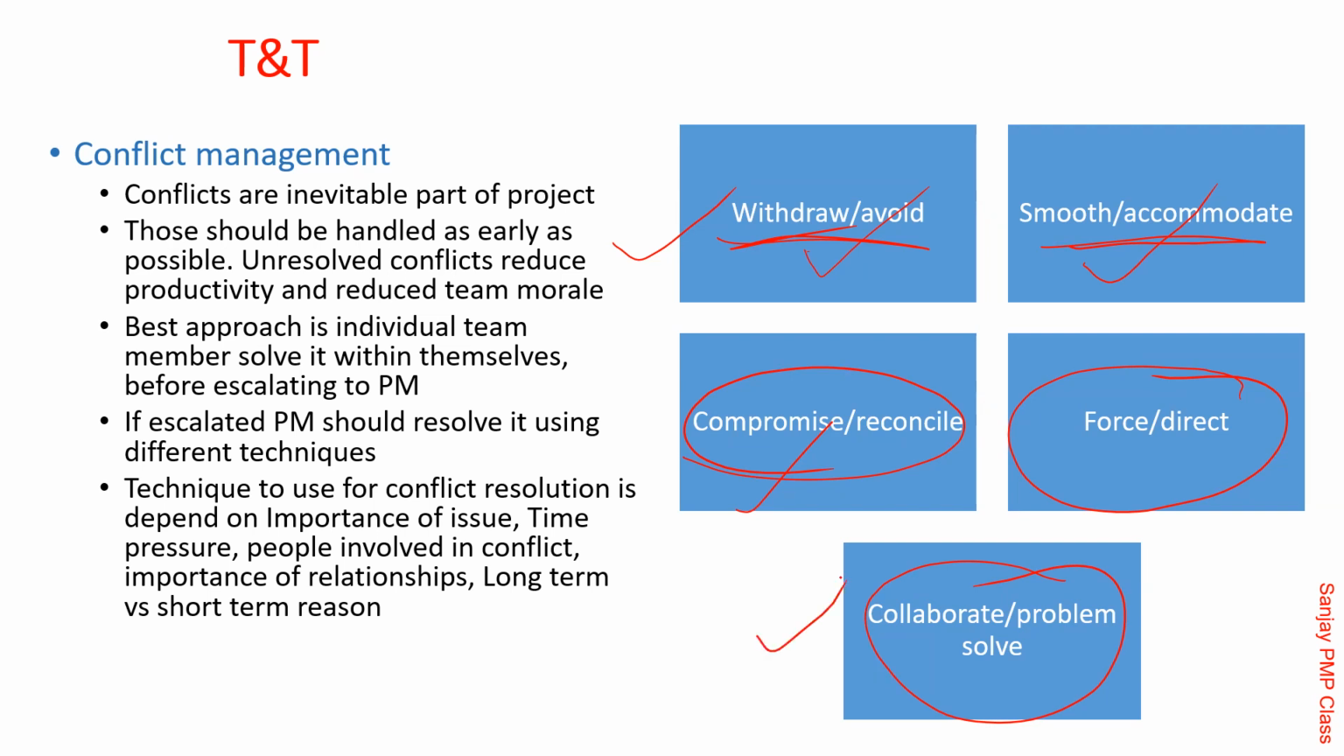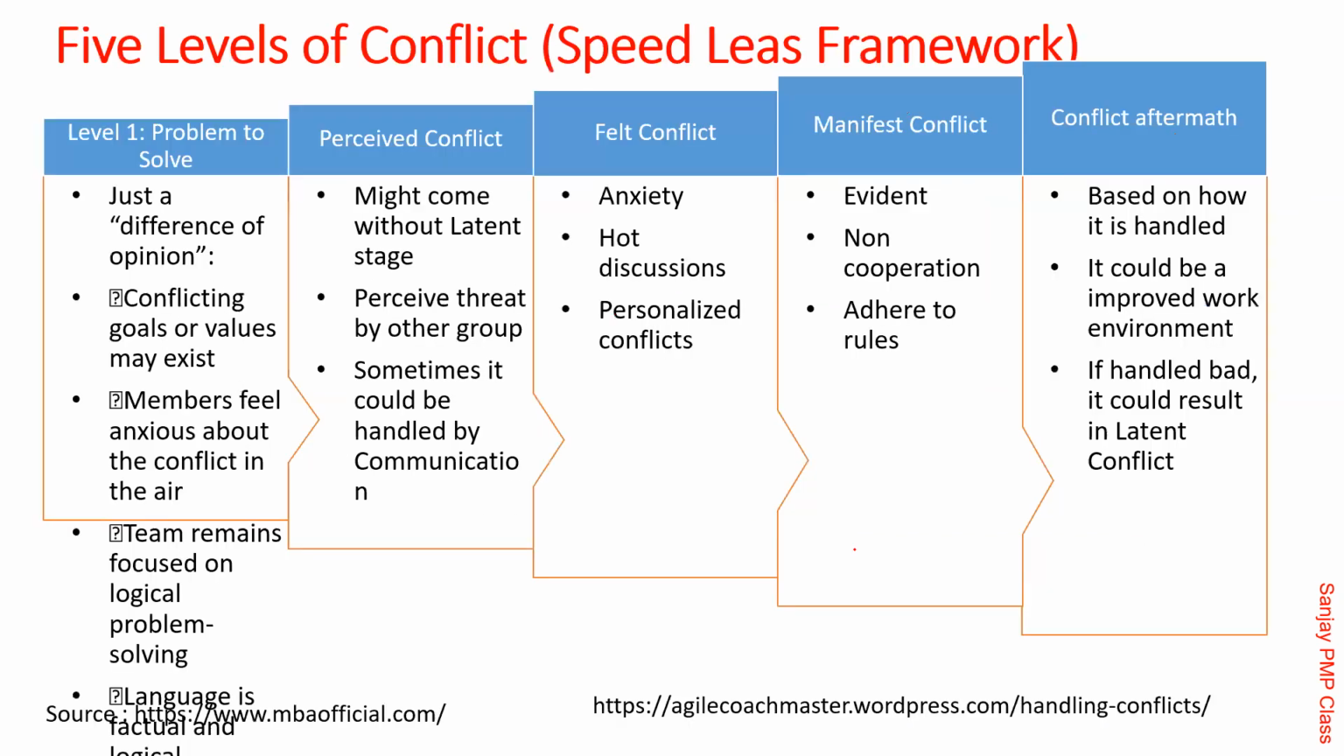Collaborate is the best one for the reason that here you are concentrating on the problem, not the people. The solution that comes with problem solving or collaborate, because you are going to the root cause and solving it, will be long lasting, which means the solution will work for a long time. Will it take more time? Yes, it will take more time. So those are the 5 styles. They will give scenarios asking which style this is, and so on. This is not there from PMBOK.